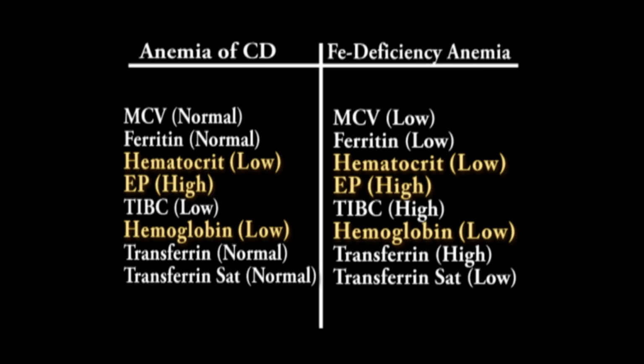Now, next I want to look at the TIBC, which is the total iron binding capacity. And in iron deficiency anemia, that tends to be elevated. The TIBC tends to reflect the number of free iron binding sites that are located on the transferrin protein. Well, what does that mean?